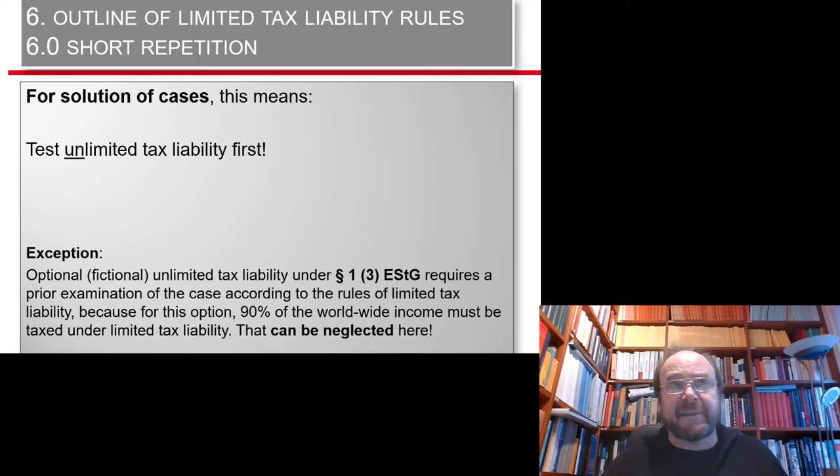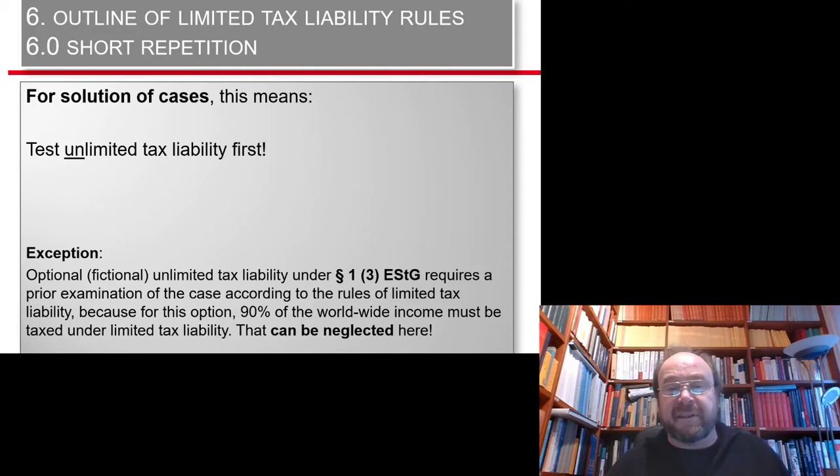Since 1996, I believe, there is for certain cases an option where somebody who is subject to limited tax liability may, at the end of the year, opt to be treated as an unlimited tax liability taxpayer if all that person's worldwide income is already claimed by the German state as taxable under the usual limited tax liability rules, or if outside Germany there is nearly nothing left over which is taxed by other states than Germany.